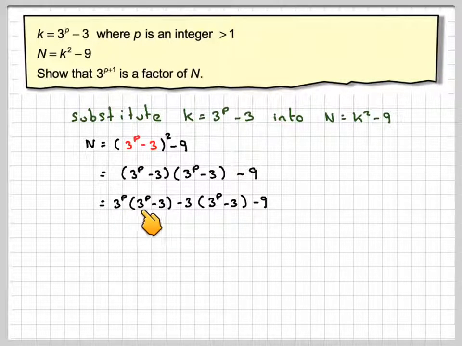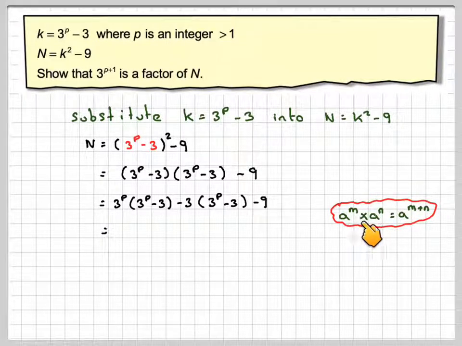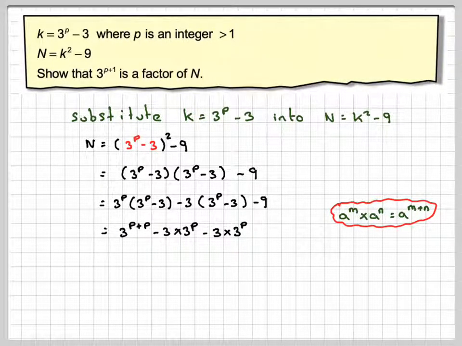And then if we do 3 to the p times 3 to the p, we've got a to the m times a to the n is equal to a to the m plus n. So that means we add together the powers of p. So we go 3 to the p plus p, minus 3 times 3 to the power of p, minus 3 times 3 to the power of p, and then plus 9, minus 9. The plus 9 and the minus 9 intuitively will cancel out. So we're going to leave that as 3 to the p plus p.